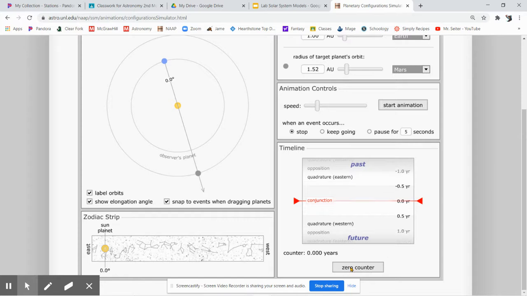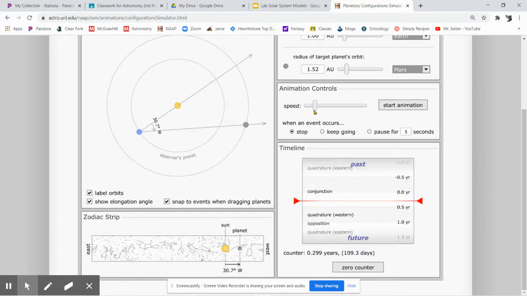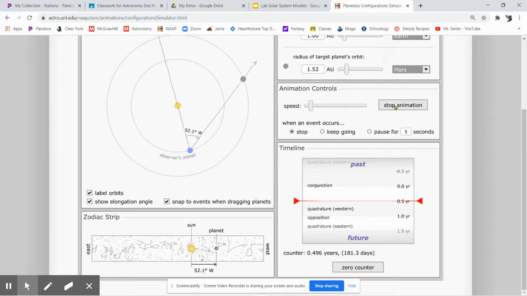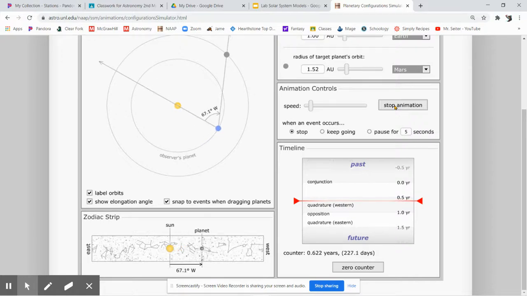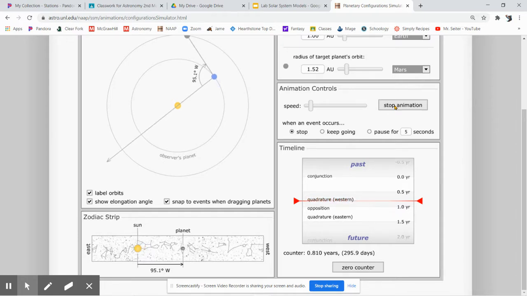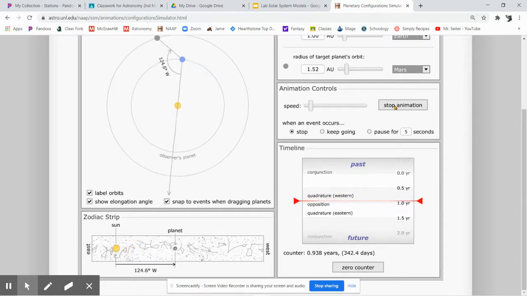We're going to zero this. Now let's watch down here for retrograde motion to start. I'm going to slow this down so I can see when retrograde starts. Don't need to go that slow, I guess. Where does retrograde start? You're going to see Mars slow down. Looks like it's going to start right about here. It starts at 0.945 years, and then it starts going backwards.